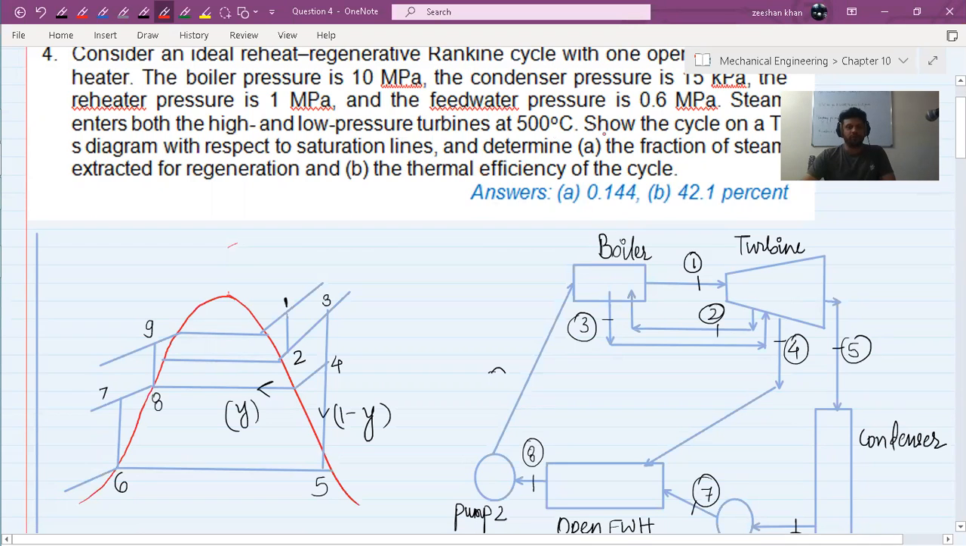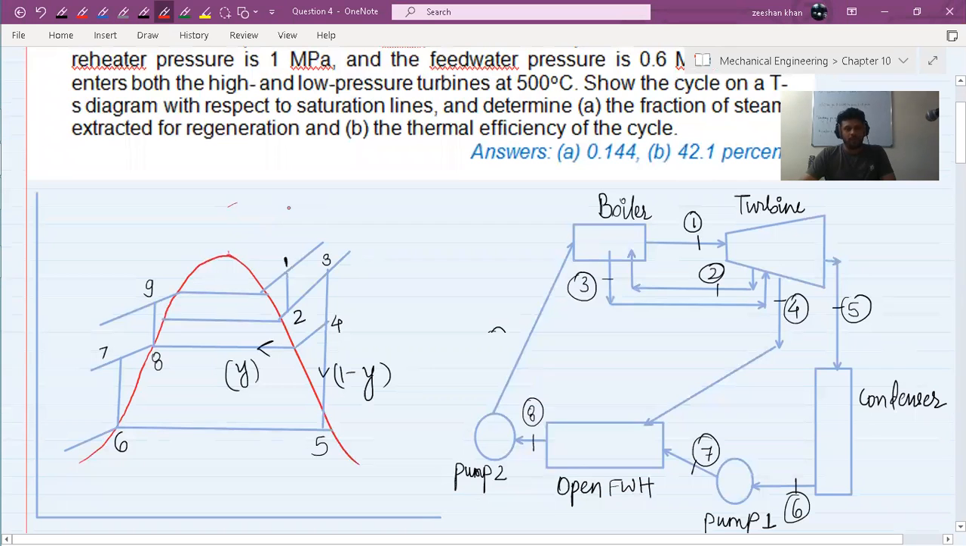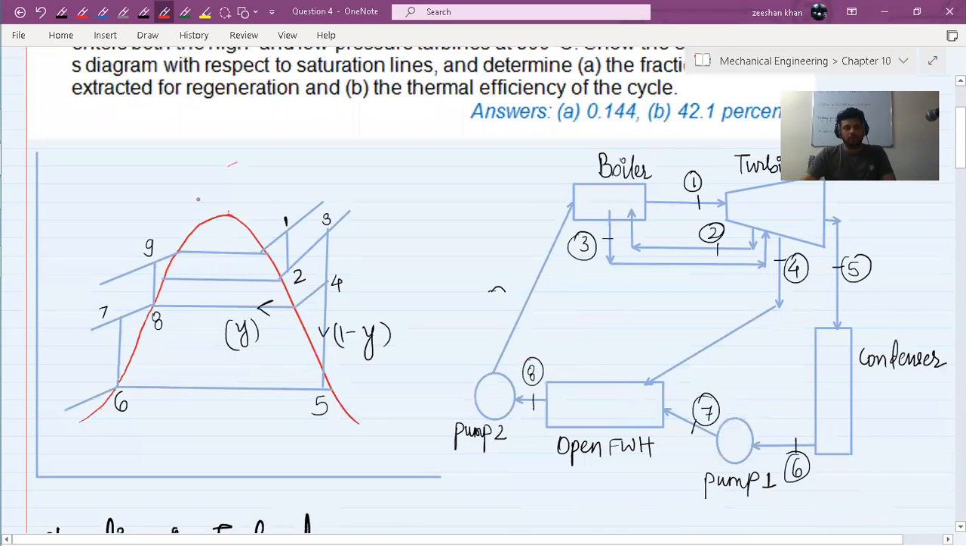and we have to show the TS diagram with the saturation lines, and the fraction of steam extracted for regeneration and the thermal efficiency of the cycle. So these are the things that they want us to calculate. Okay, now the main focus of us when starting with the problem must be with the flow diagram.